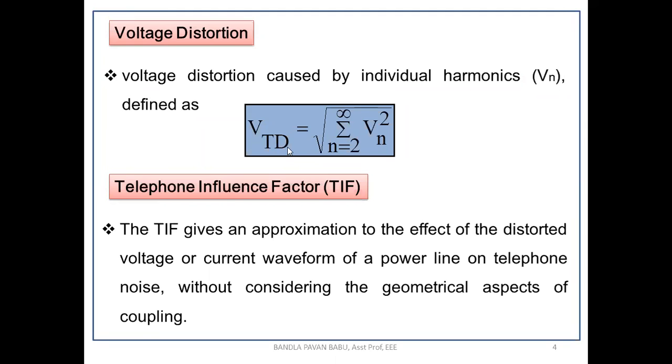So V suffix TD, total distortion, equals the root of the summation, sigma n equal to 2 to infinity. So we are starting from the second harmonic to infinity.